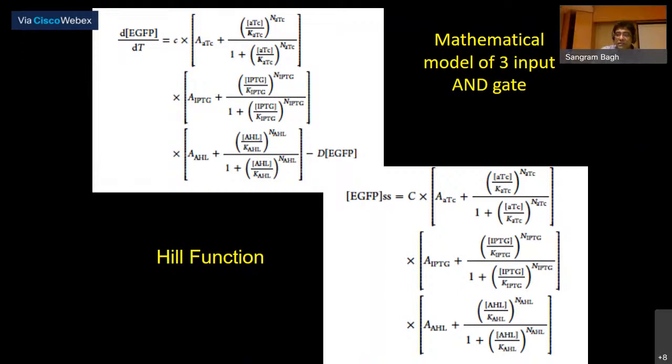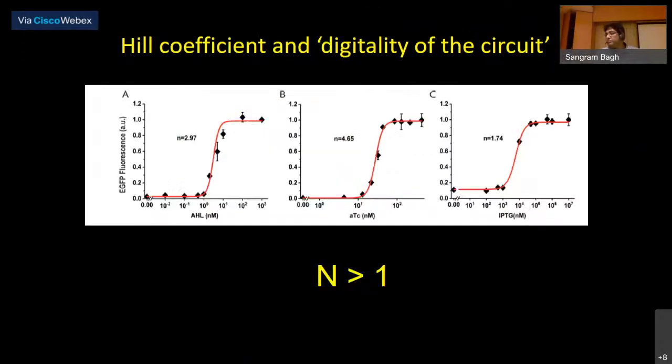Now when you have this kind of equation, you basically fit those equations experimentally, and when you fit, you get all the constants. For this particular situation with the AHL, we got a Hill coefficient of 2.97. With ATC, we got 4.65, and for IPTG, whatever we got.